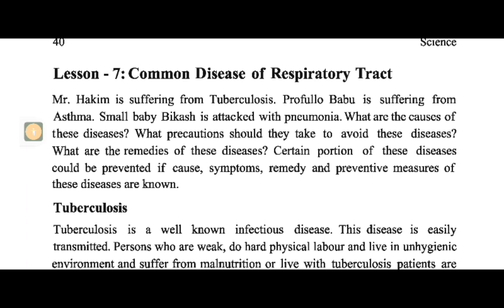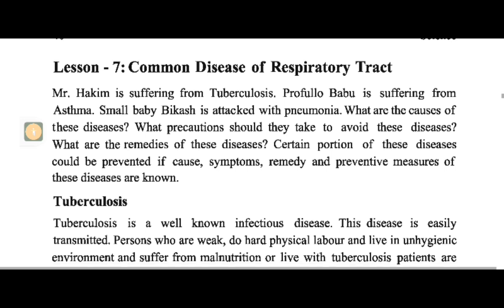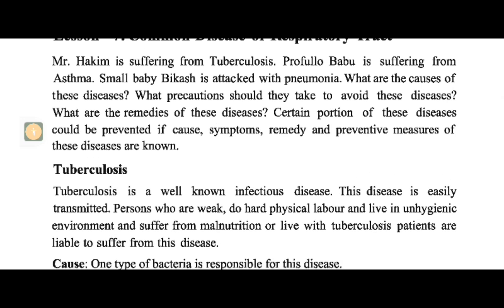What are the causes of the disease? What precautions should they take to avoid this disease? What are the remedies of such disease? A certain portion of this disease can be prevented if the cause, symptom, remedy, and preventive measures of this disease are known.